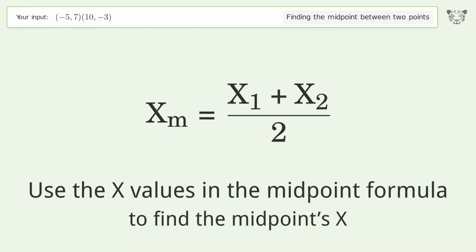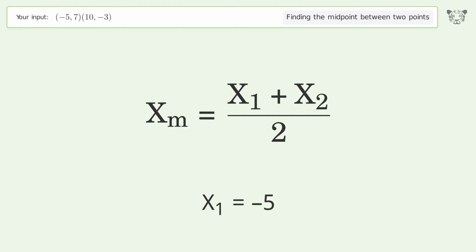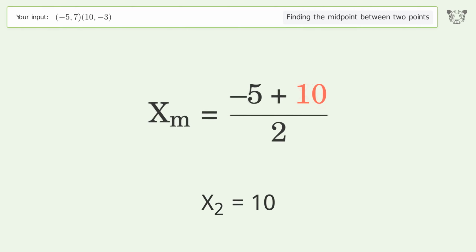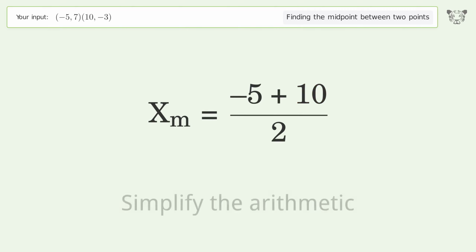Use the x values in the midpoint formula to find the midpoint's x. x1 equals -5. x2 equals 10. Simplify the arithmetic.